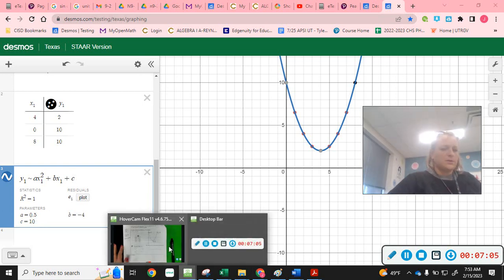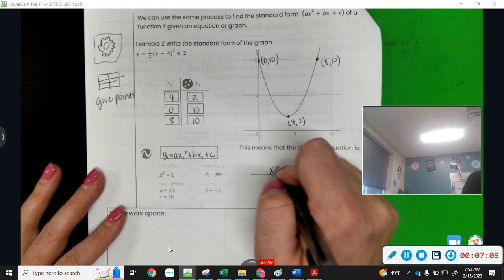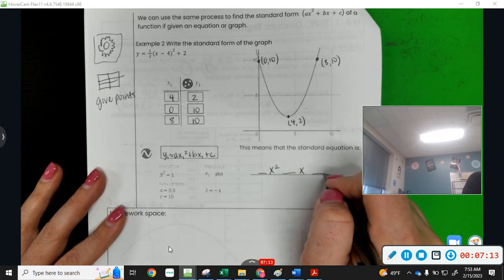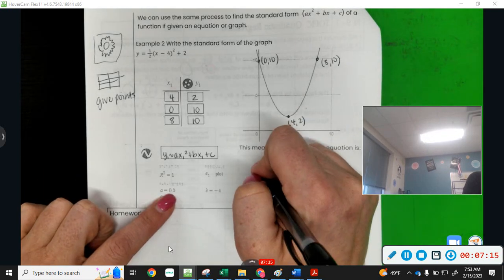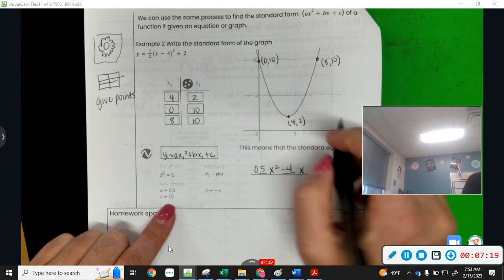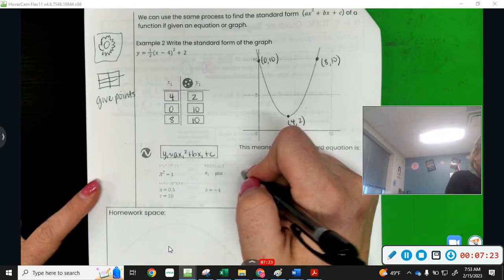So again, let's put the bones of our formula. We got x squared here, we got an x, and then we have a constant. And these are the three numbers. So we're going to put 0.5 x squared, minus 4x, and then plus 10. Okay, and that's what you're going to be typing today for this.